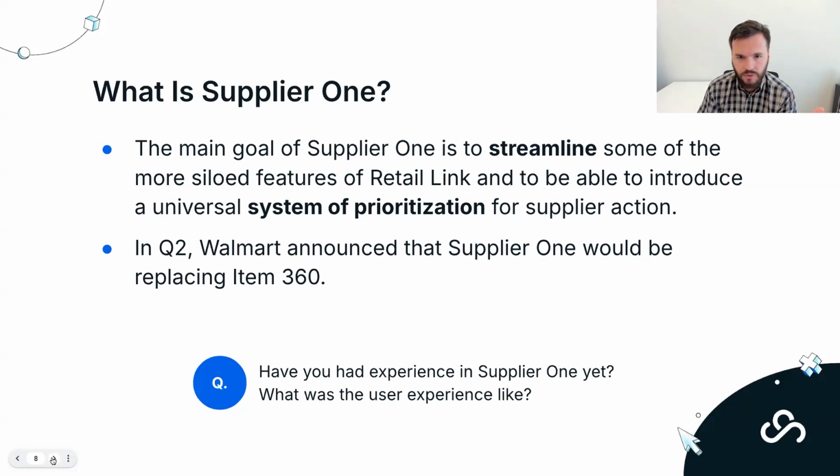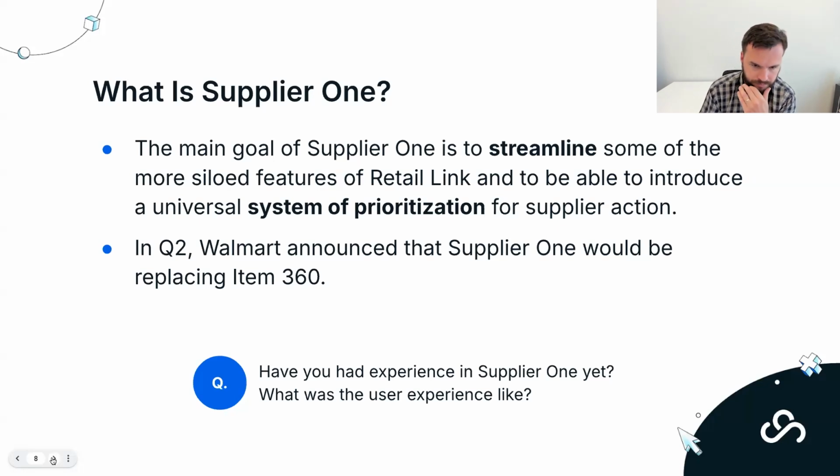So it was Q2 that Walmart announced that Supplier One would be replacing Item 360, but for the most part, that process hasn't been completed until pretty recently. I think recently, Item 360 for most of the suppliers that we've been talking to has just rerouted into Supplier One. So it's another thing that I'm curious about. Do you still have access to Item 360?